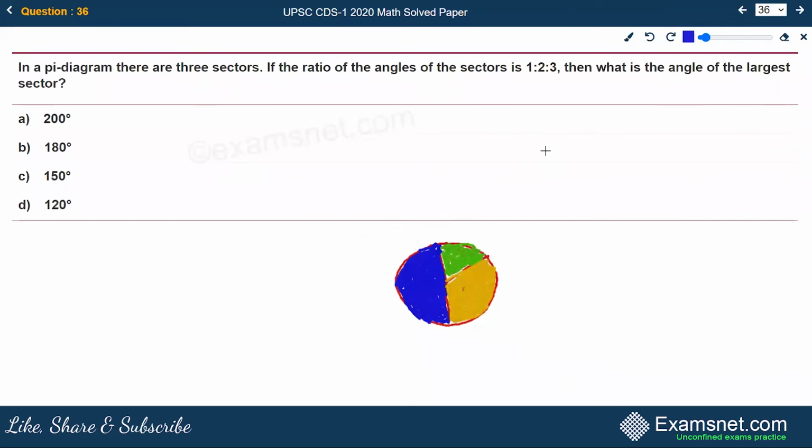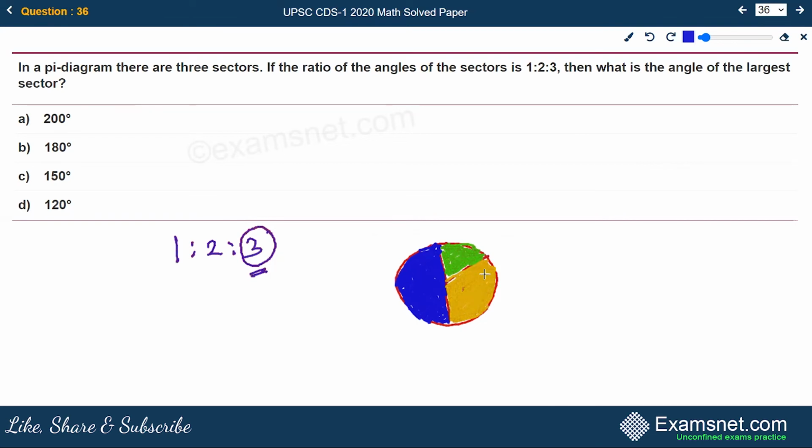In question number 36, it is given that in a pie diagram, there are 3 sectors. I have drawn a pie diagram. These are 3 sectors shaded in 3 different colors. If the ratio of the angles of the sectors is 1 is to 2 is to 3, then what is the angle of the largest sector? So the part 3 portion is having the largest angle.